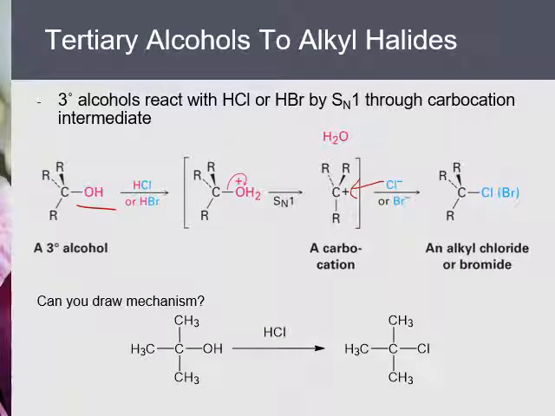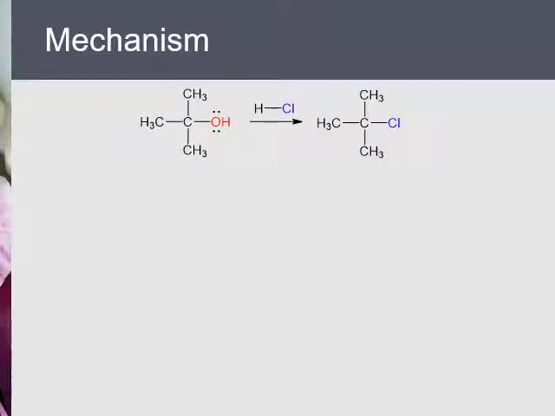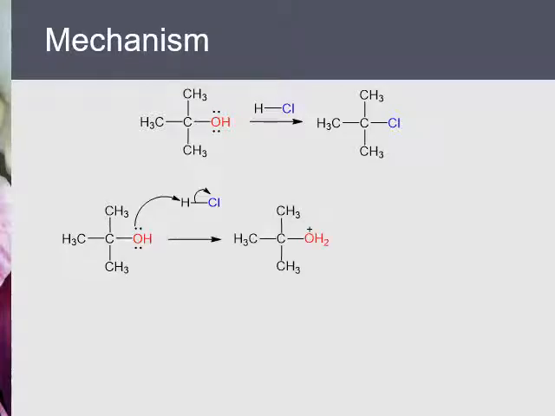Can you draw the detailed mechanism? Let's draw the mechanism. First, the alcohol molecule, hydrogen chloride, draw arrow, show lone pair electron of oxygen attack the hydrogen. Another arrow show the bond between hydrogen chloride break, electron go to the chlorine. Now hydroxide becomes a better leaving group OH2. Oxygen has a positive charge.